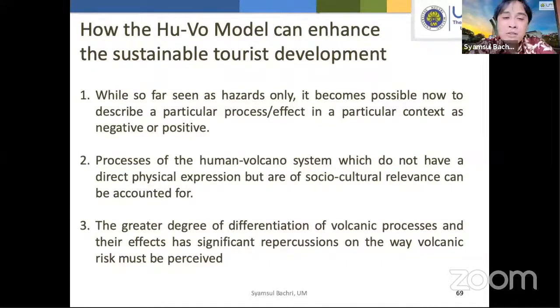First, while so far seen as a hazard only, it becomes possible now to describe a particular process effect in a particular context as negative or positive. So when your tourism destination is categorized as a disaster-prone area, within this model it can be seen not only as a bad effect, but also as positive. You can calculate both of them, and you can see which one is bigger and which one is less.